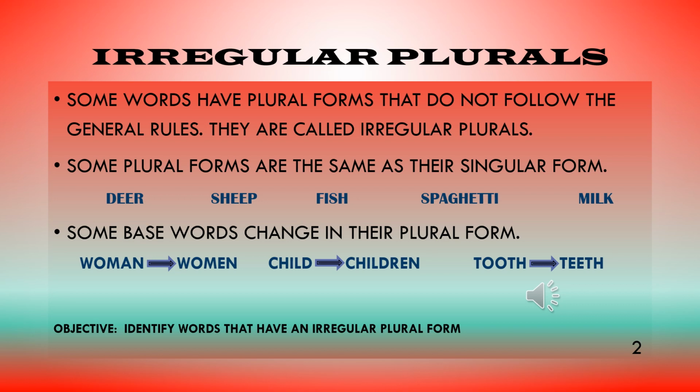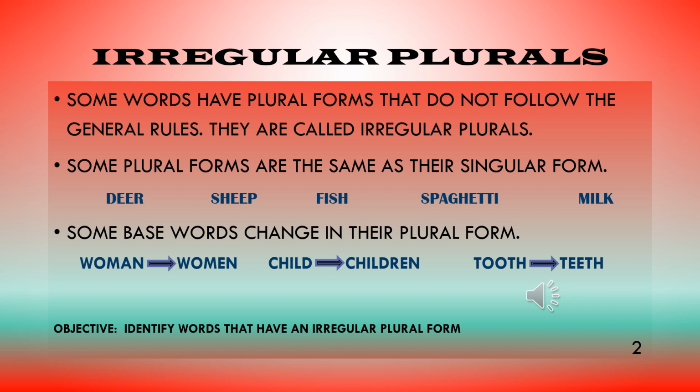Now look at the next statement that we have. Some base words change in their plural form. But there are no rules that we can follow. Look at the first example that we have. It's woman. It's singular, and women, it's plural. Child, it's singular, and children, it's plural. Tooth, it's singular, and teeth, it's plural.